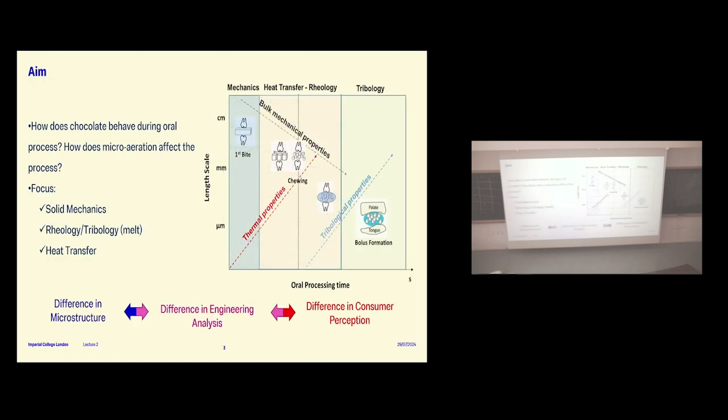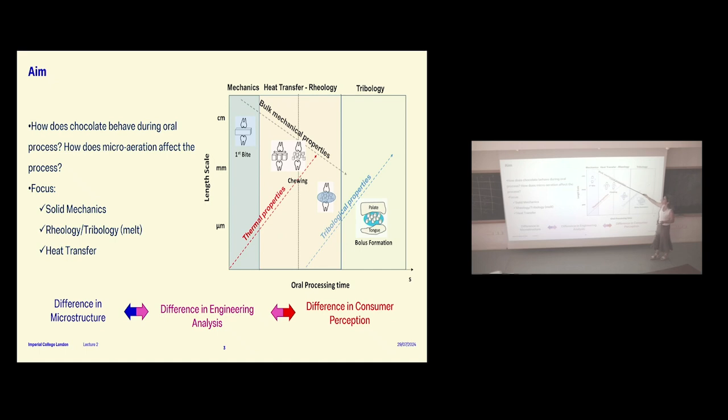Okay, so what's the aim of this work? If we look at this diagram here for oral process, we have length scale here and time. So when you put a piece of solid food, like chocolate, which is solid at room temperature, in your mouth, it will break under the action of the teeth into smaller and smaller pieces. It will mix with saliva to form a bolus, and then it will get sheared between the top of your mouth and the tongue, and when it's safe enough, you will swallow it.